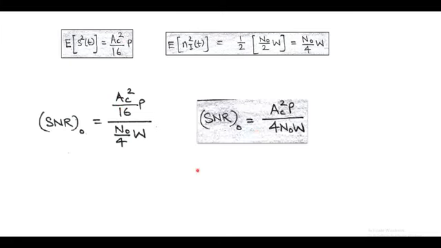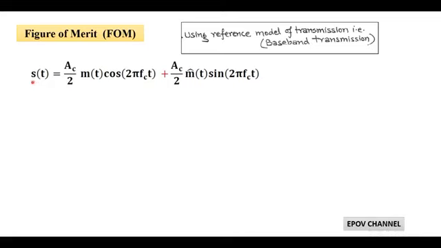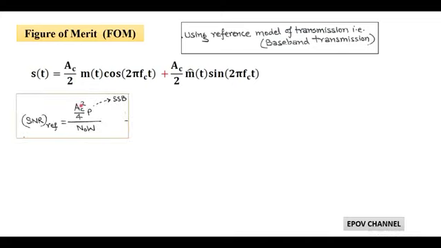Next, for the analysis of noise performance in the SSB receiver, we can use the reference model of transmission, that is a type of baseband transmission. Here the reference input signal is the SSB suppressed carrier wave whose average signal power is Ac²/4 into P, where P is called the average message power. In SSB, the transmission bandwidth is W, so the average noise power is N0 into W, and therefore the reference signal to noise ratio becomes Ac²P upon 4N0 into W.